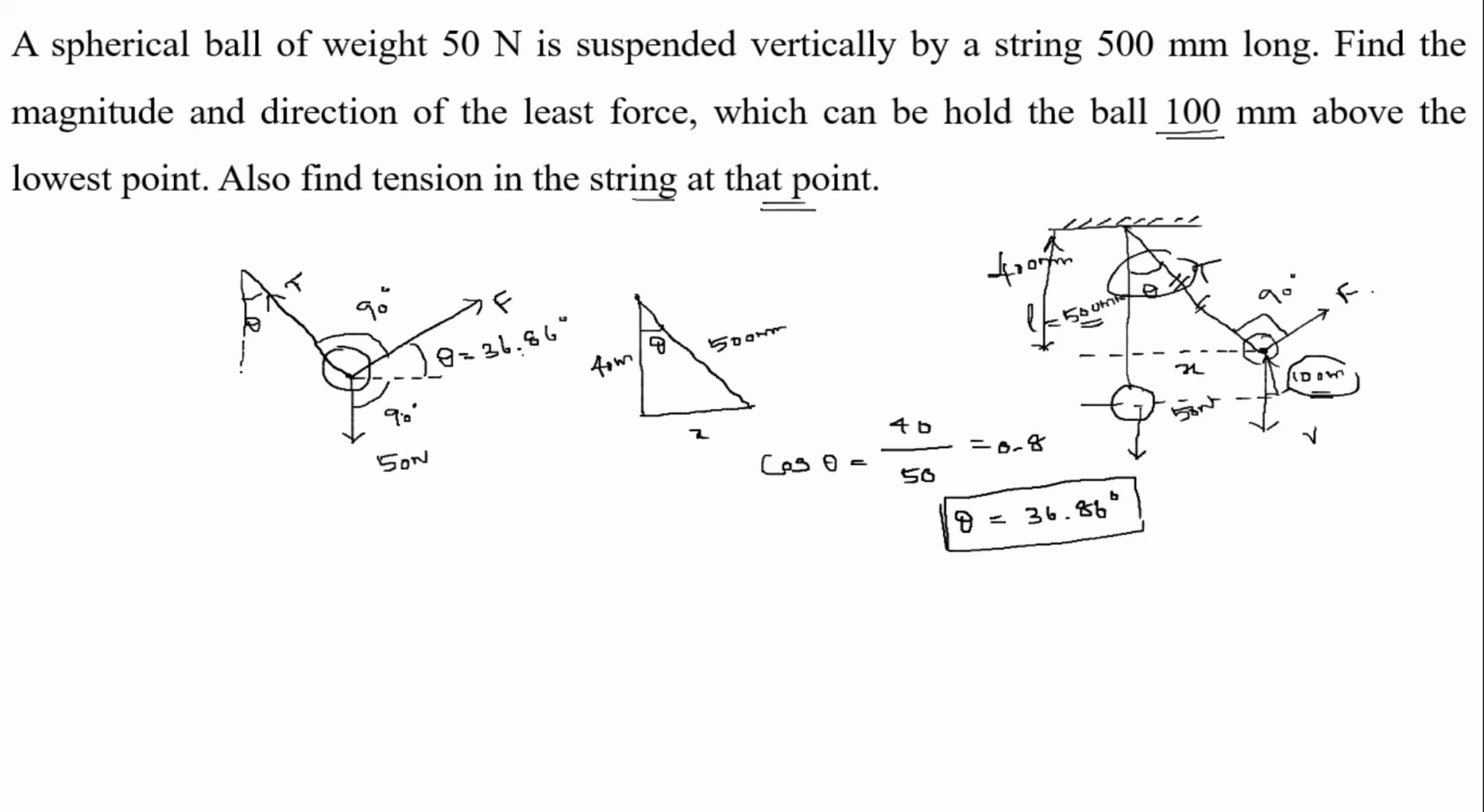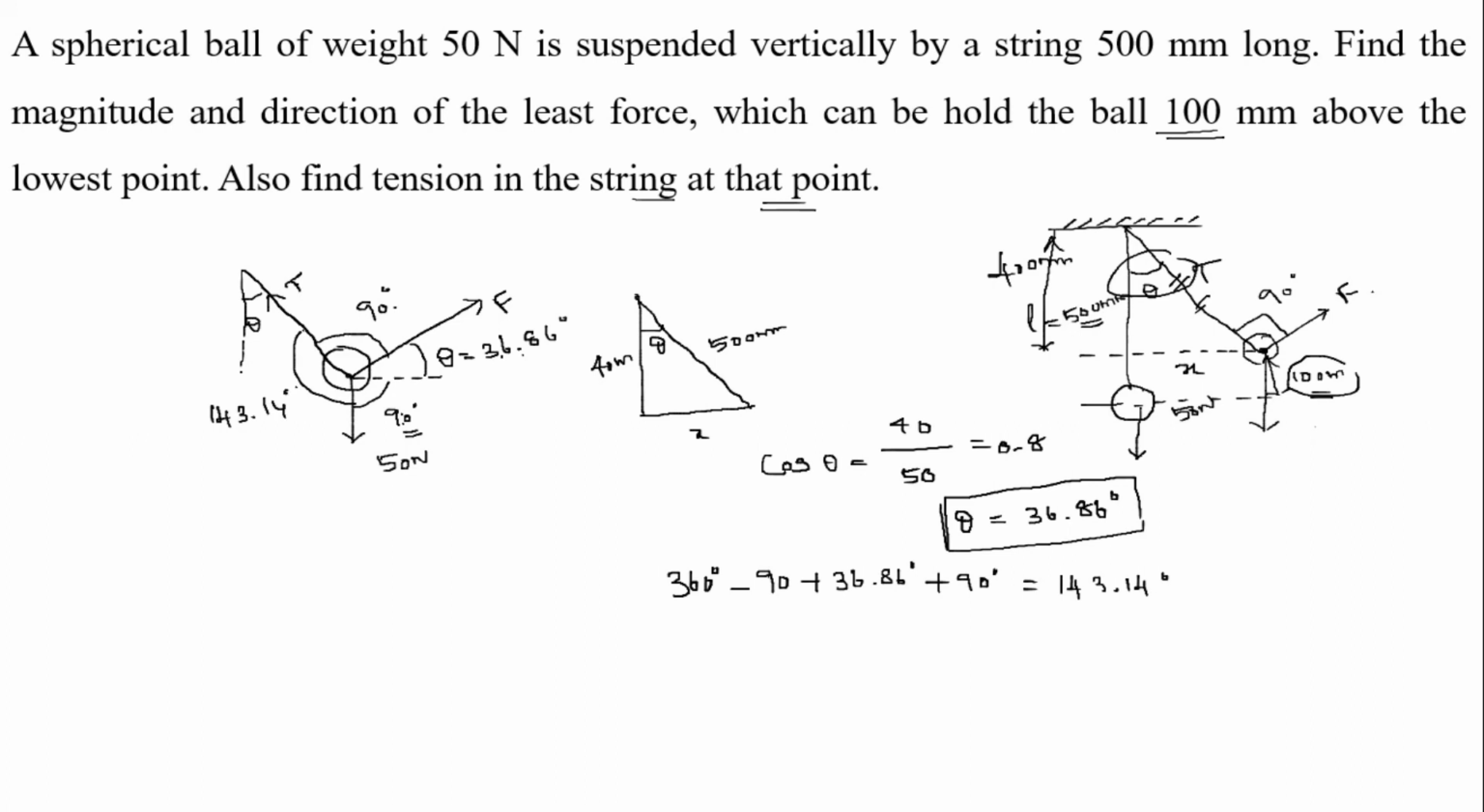Now the included angle between tension and weight, this angle, is equal to how much? 90 plus 36.86 plus 90, minus 360. So, 360 degrees minus 90, this angle, plus theta 36.86 degrees, plus one more 90 degrees. Clear? So how much is this value? It is equal to 143.14 degrees.